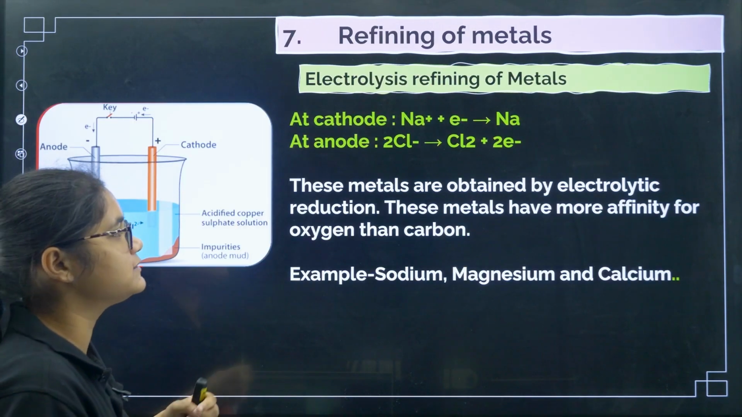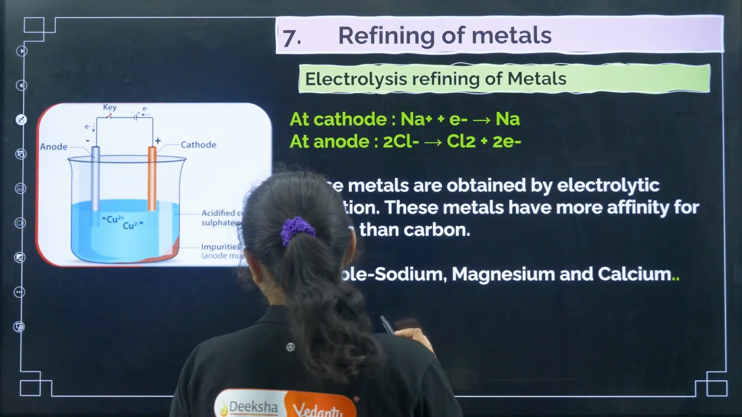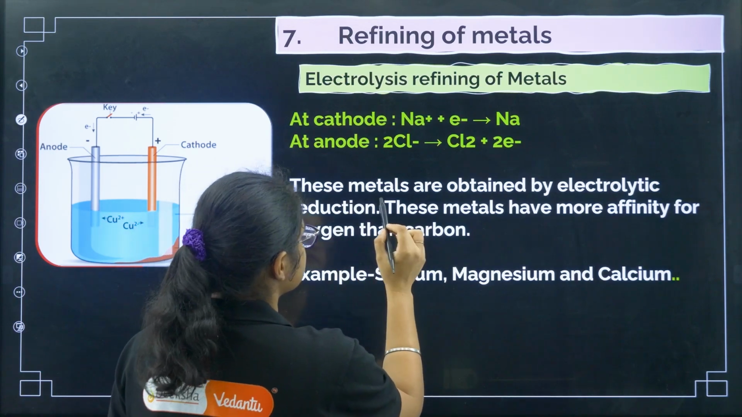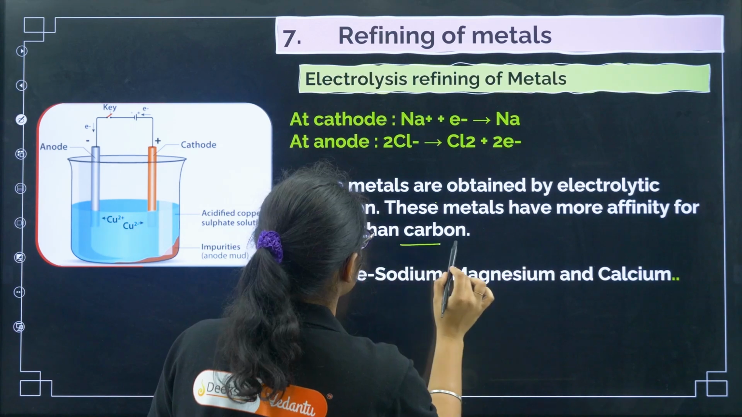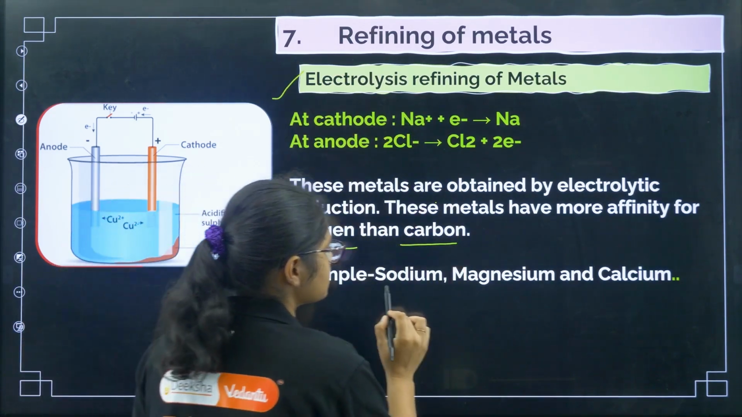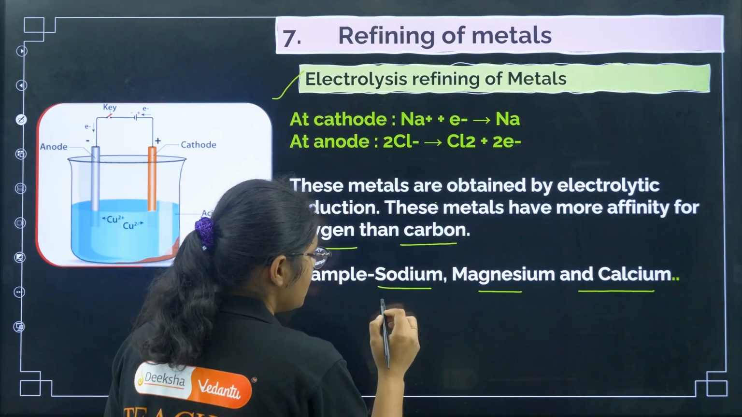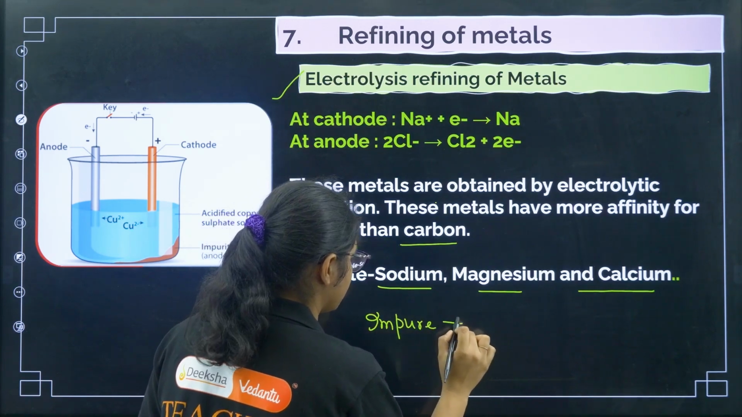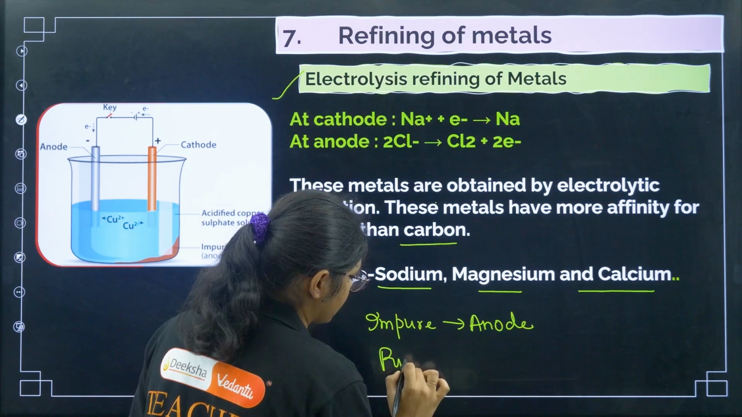Now coming to the next one, refining of metals. For refining of metals, the electrolysis method is used. You have to remember that these metals are obtained by electrolytic reduction. These metals have more affinity for oxygen than carbon. Which metals can be refined by this process? Sodium, magnesium and calcium. And here you have to remember that the impure metal is taken as the anode, and the pure metal is taken as the cathode.